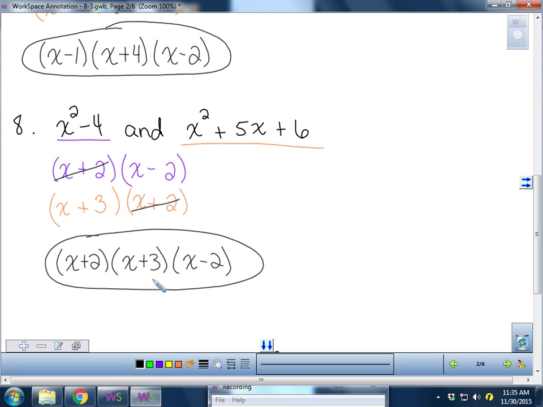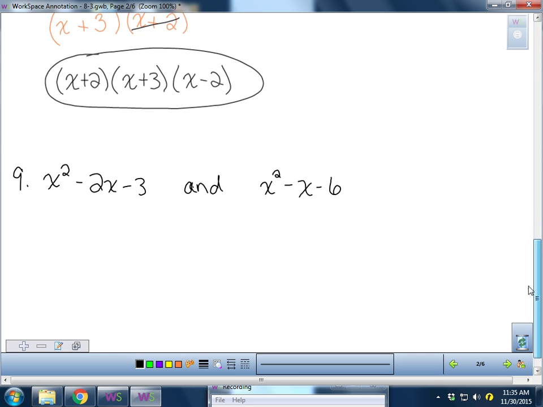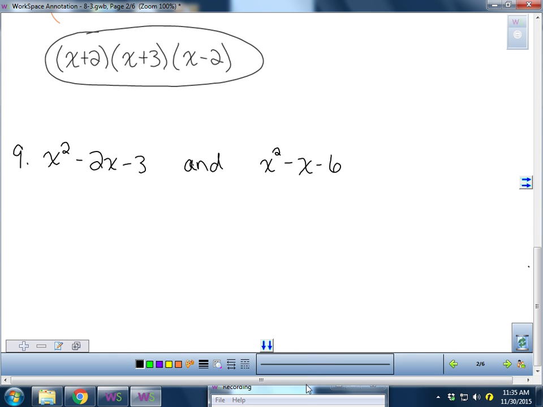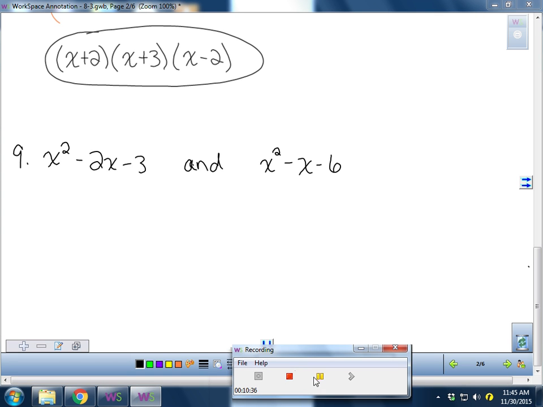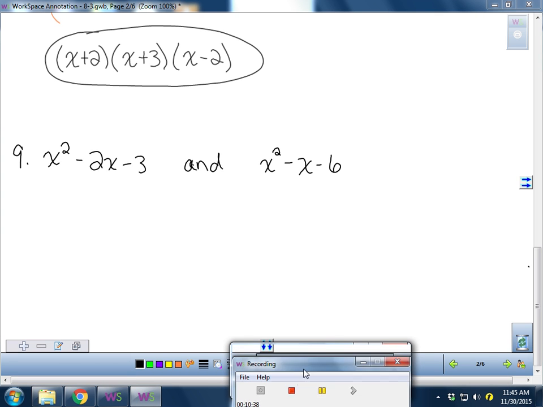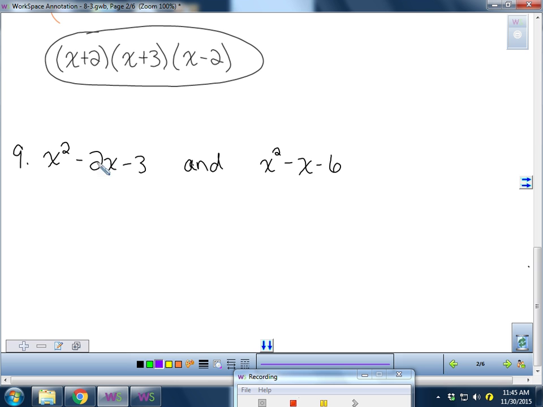And I won't make you multiply those out. Alright, so now let's take a look at number 9. I have two trinomials. Let's do this one first.